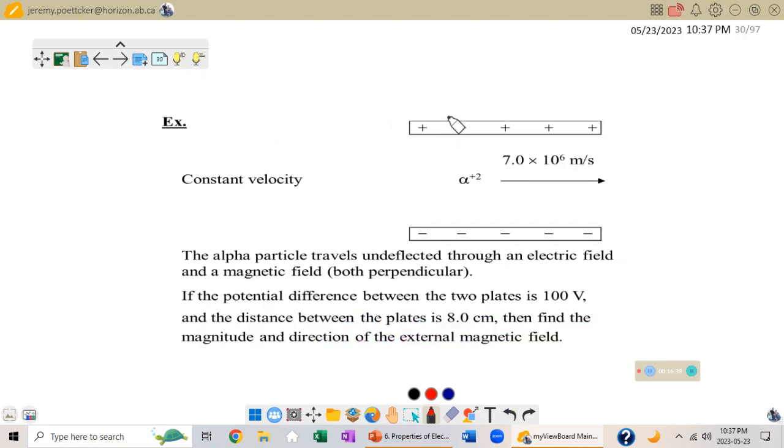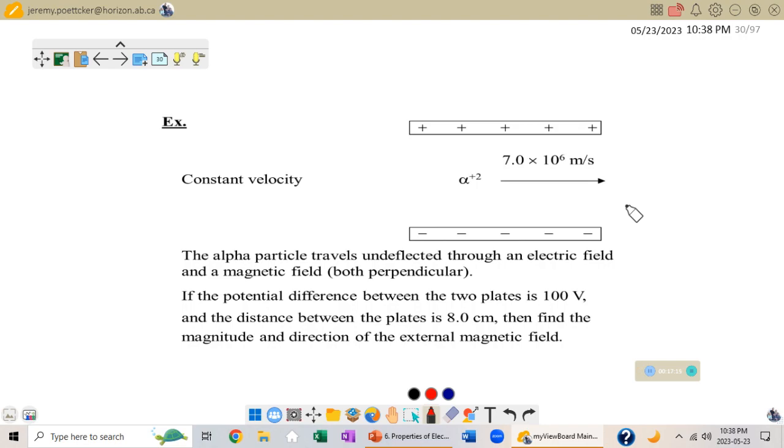Now we can do this same thing with an alpha particle. If an alpha particle is going through here, the deflection is going to be the same, just in opposite directions. Here we've got positive on top, negative on the bottom. The electric field is going to want to drag it down. The magnetic field, using the right-hand rule, is going to keep it straight. That means it's got to be directed upwards.